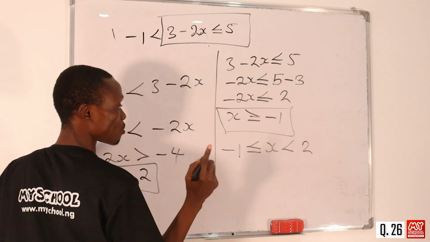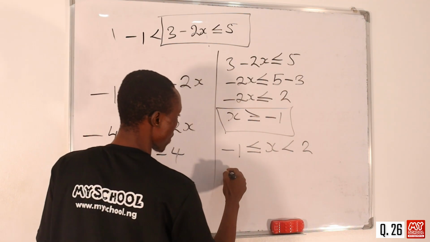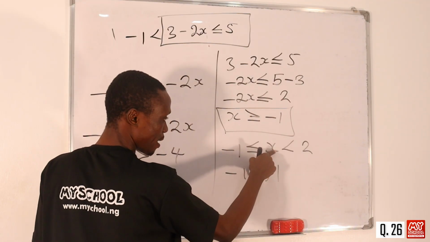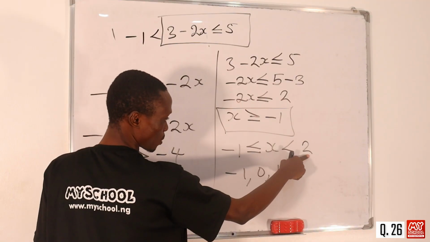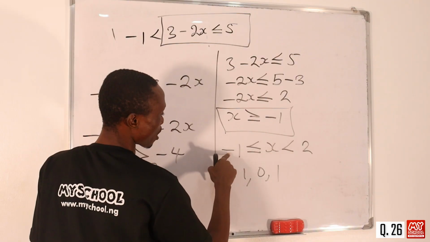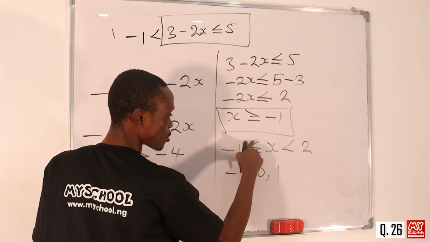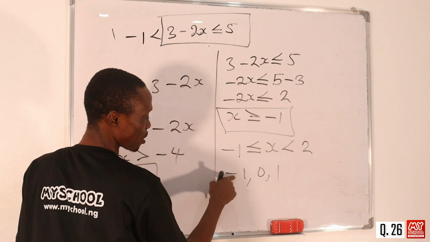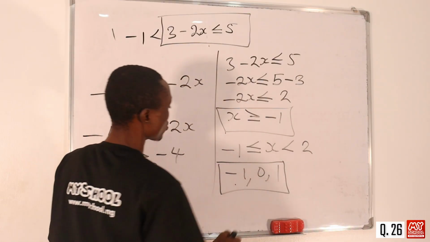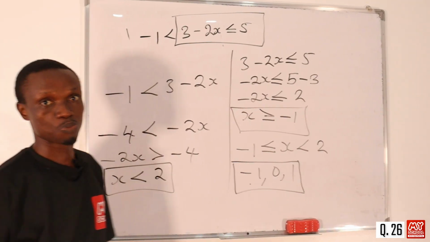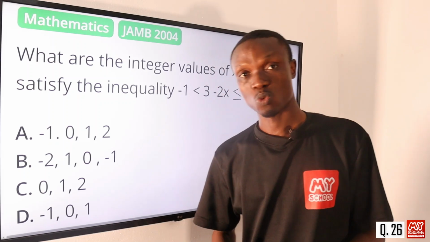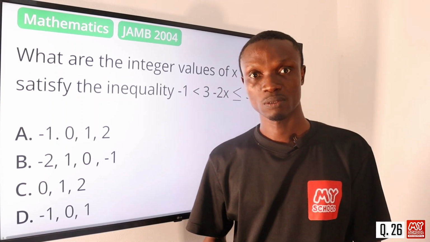So the range of the values in this case will now be minus 1, 0 and 1. Since our s is less than 2, that means our s is not up to 2, but here we are told that minus 1 is less than or equal to s, so that is why minus 1 is part of the answer. So let's return back to the screen to pick the correct answer to this question, and that is option D, minus 1, 0 and 1.